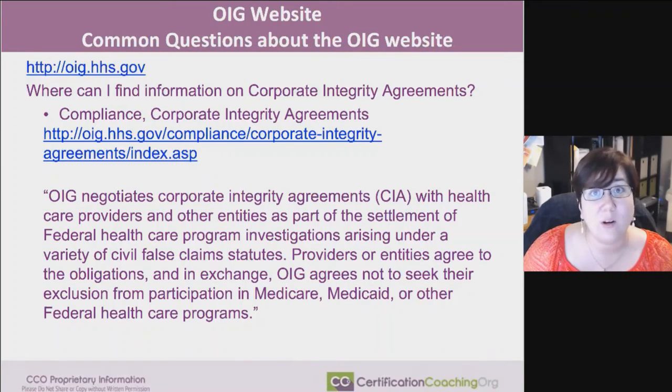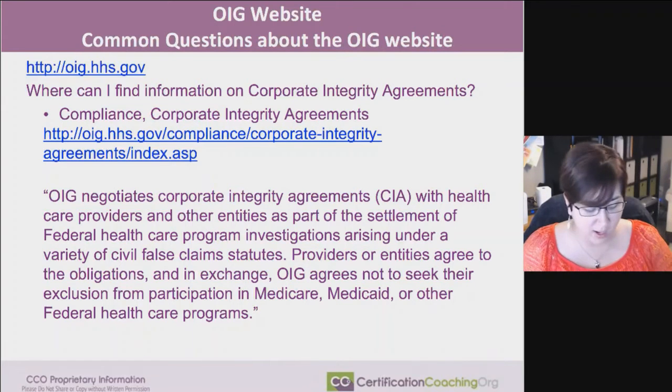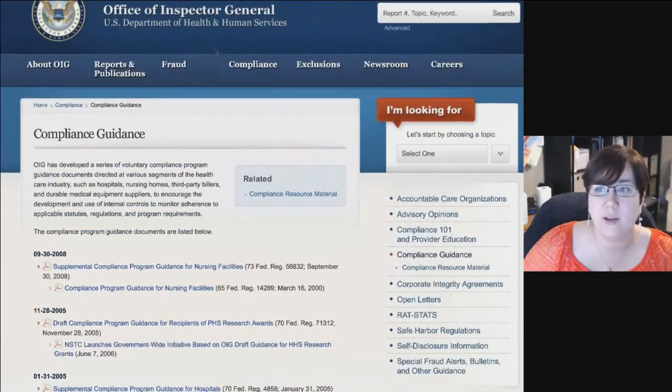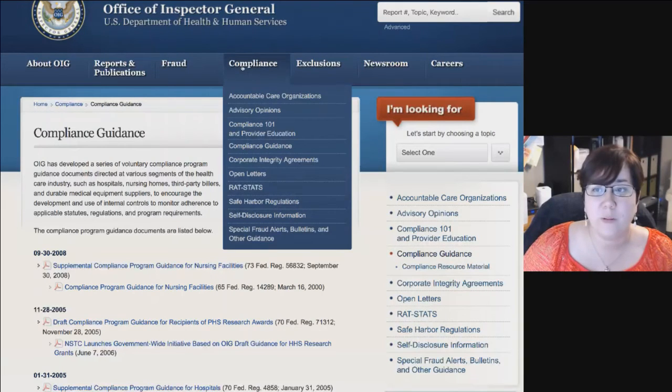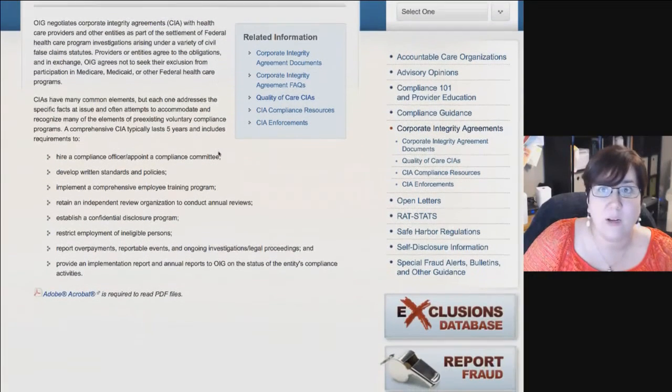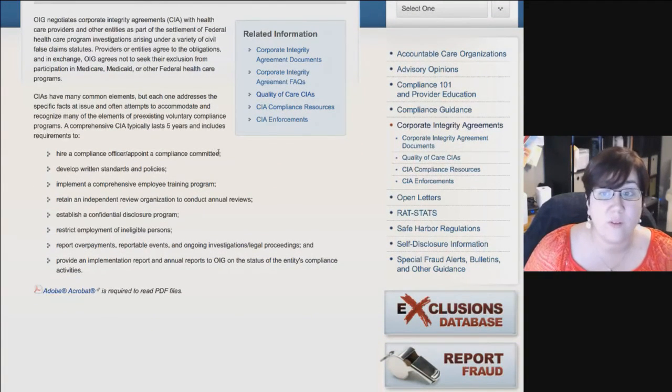These corporate integrity agreements, these are public. These are published on the OIG's website, and I actually found them very helpful when I was working as a compliance auditor, and here's why. Let's take a look at the website. Okay, if we go back over here to the OIG's website, under compliance, I'm going to go to corporate integrity agreements. So I said that this usually is for a 5-year term, right? And it says here are the things that you have to do as an entity to fulfill this corporate integrity agreement. And you'll notice they give you kind of a list of the common things.